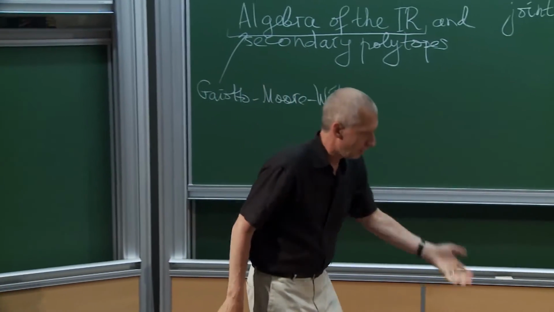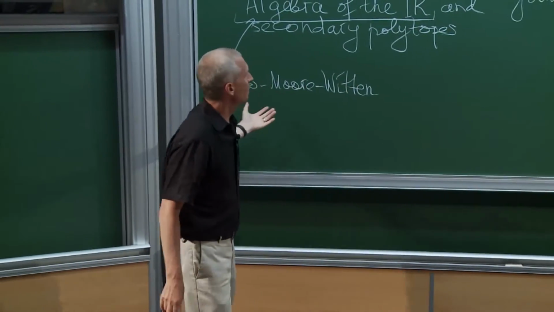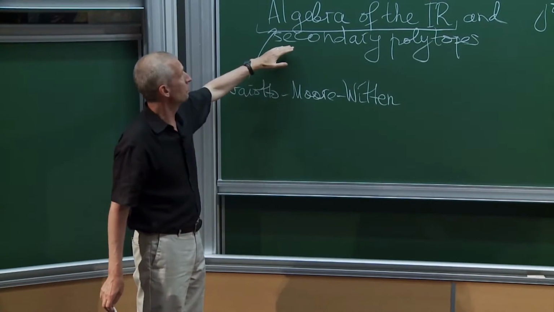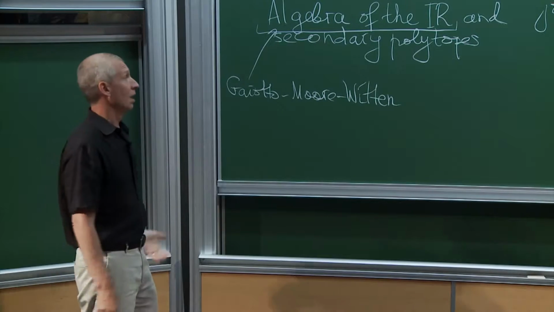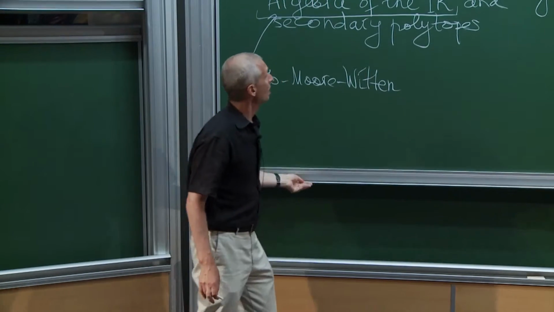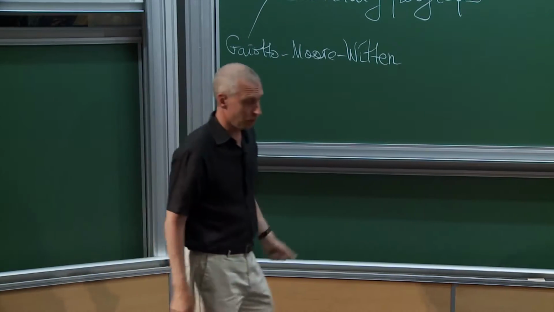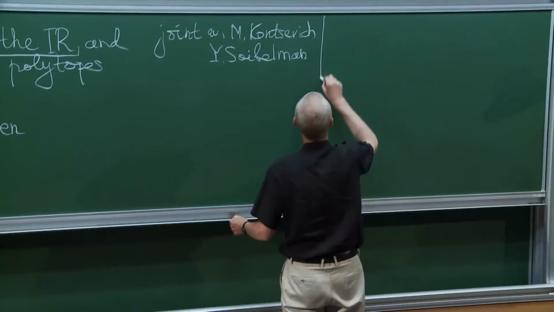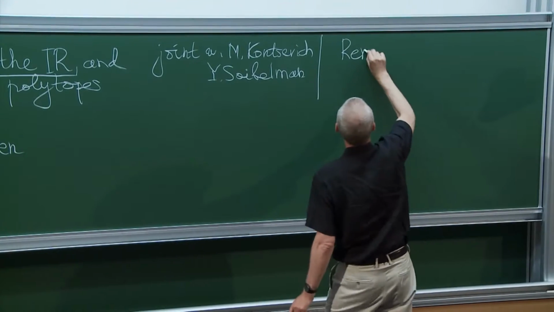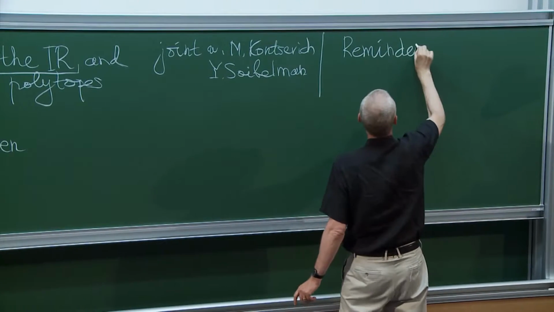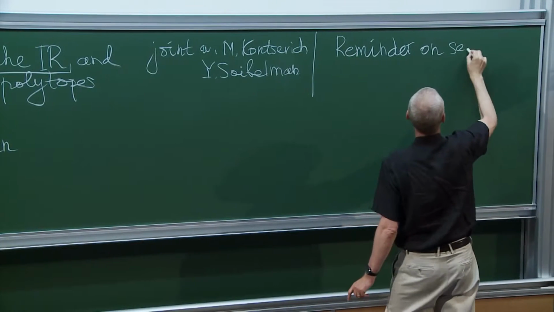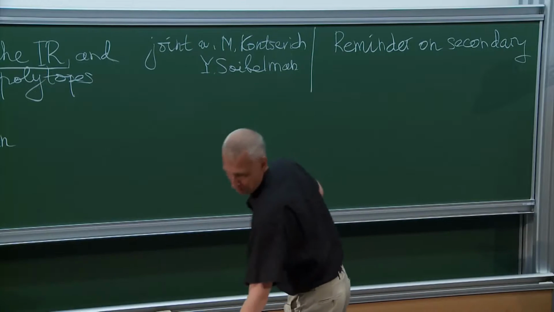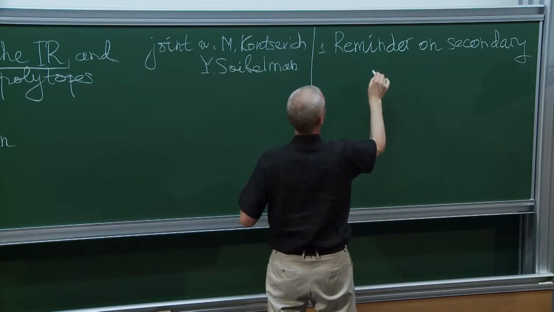Now let me do the most elementary logical exposition, which will start with secondary polytopes and their properties. Then it turns out that some of the properties are relevant for this physical point of view. So let me start here, call it a reminder on secondary polytopes. Part one, secondary polytopes.